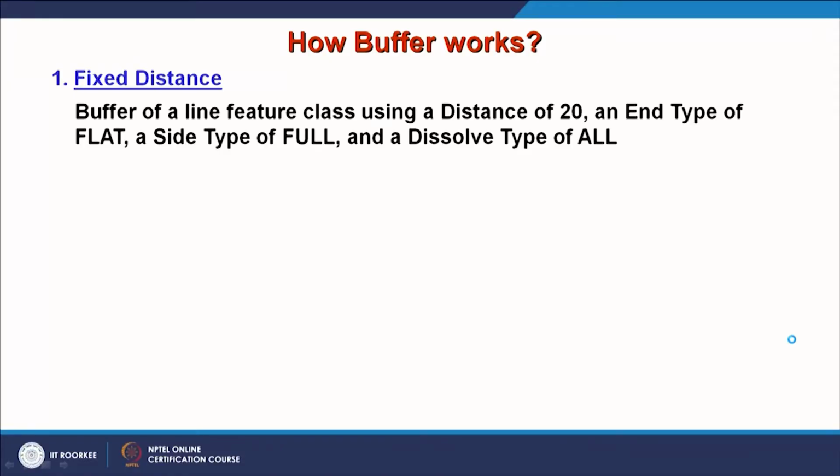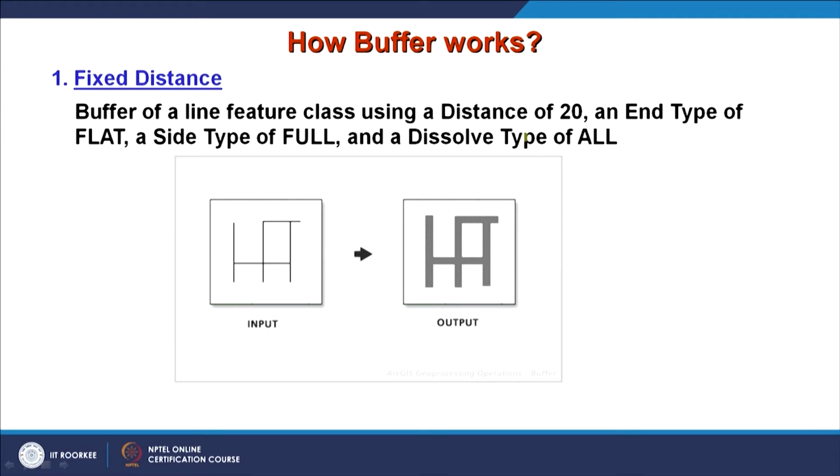How do buffers work? You can have a fixed distance, like a buffer of line features. The examples we have seen so far all bear a fixed distance, using a distance of 20, and the end type may be flat. We can put all these options during the buffer calculations, and finally we can say that I want the dissolved type. When we put all these conditions in, this is my input, which is a polyline, and this is how the buffer has been created. Finally, these have all been dissolved, and this is how I see the output.